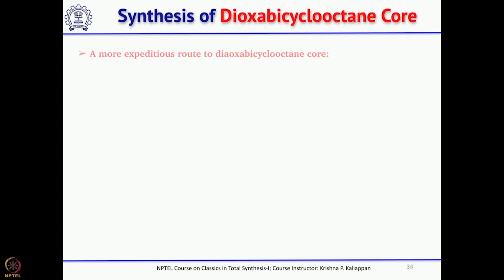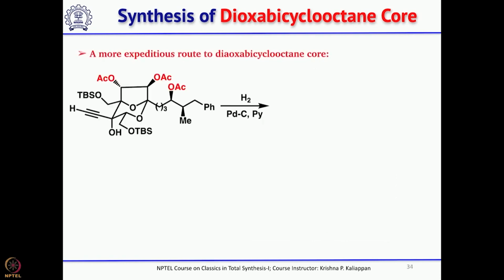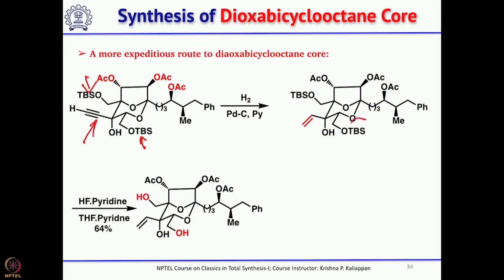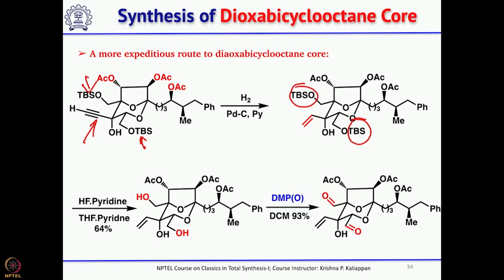He also used another method where he could start from here. That means he has a triple bond here and then 2 TBS protected primary alcohols. So what he did, first he reduced the triple bond to double bond. Then the TBS groups were removed using HF pyridine to get the primary alcohols. This primary alcohol, upon oxidation under Dess-Martin periodinane condition, you could get 2 primary aldehydes.